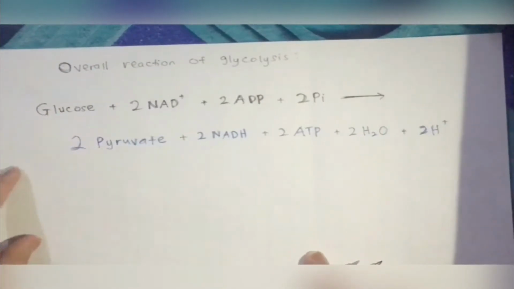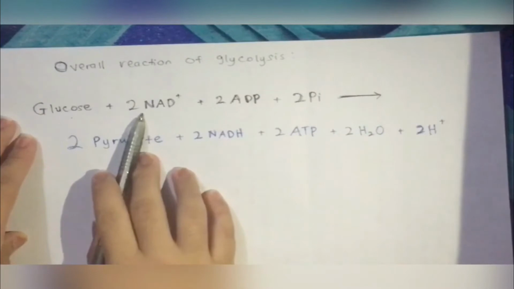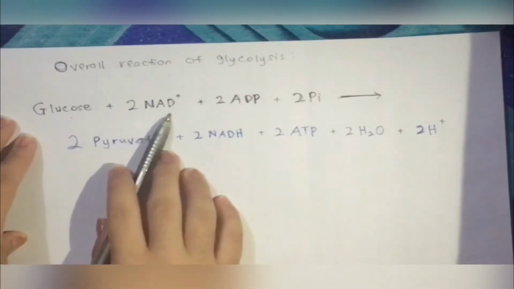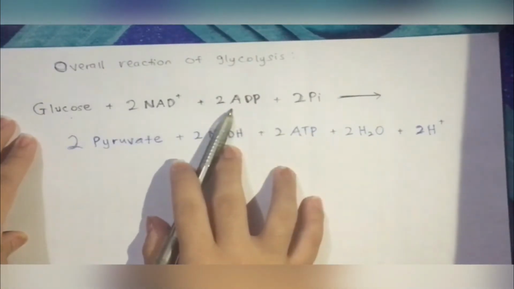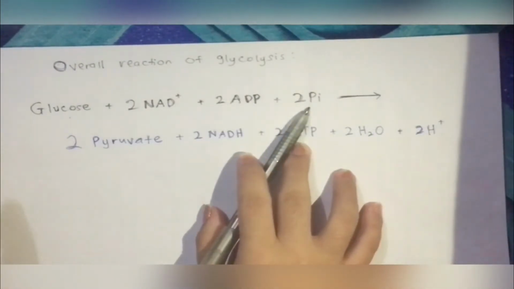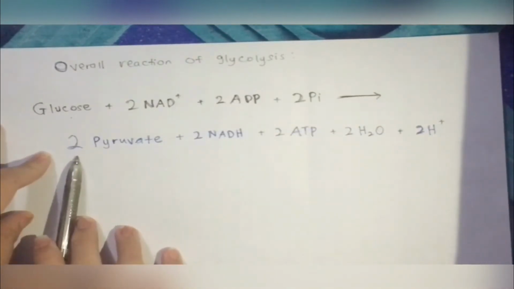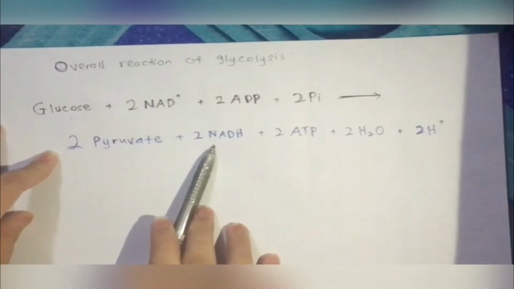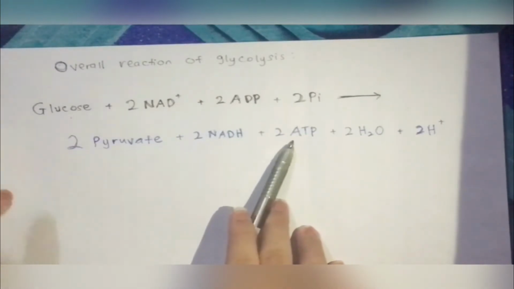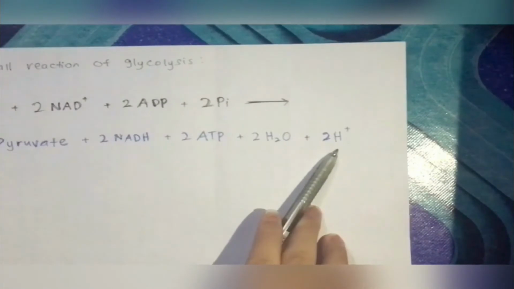So the overall reaction of glycolysis is where glucose, added with NAD+, molecules of ADP, and molecules of inorganic phosphate, produces pyruvate molecules, NADH, ATP, molecules of water, and hydrogen.